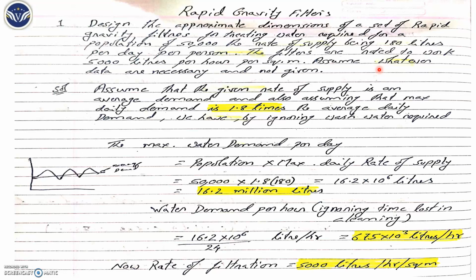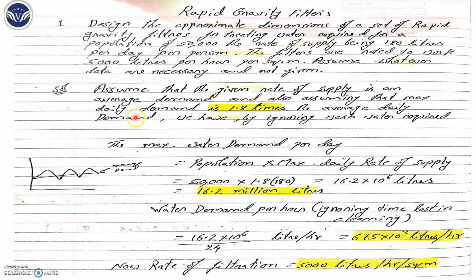So what are the given things? They have given a population of 50,000. The rate of filtration is 5,000 liters per hour. The per capita demand is 180 liters per person, that is, 180 liters per day per person. It is the per capita demand itself.